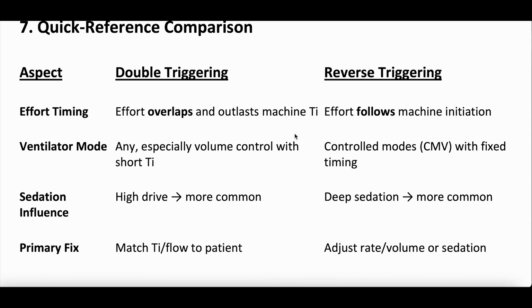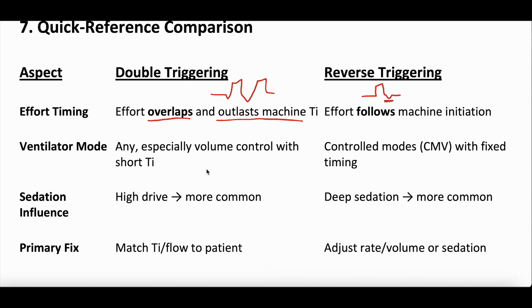But the reference guide here, effort timing. In double triggering, effort overlaps and outlasts the machine. That's why, on that pressure scalar, you get patient effort, they get a breath, and then that effort continues, so they get a second breath. Okay. In reverse triggering, effort follows the machine, right? So you don't have patient effort to trigger the breath. That's just the ventilator breath. And then you get that patient effort, which is not really patient effort, just diaphragmatic reflex afterwards.